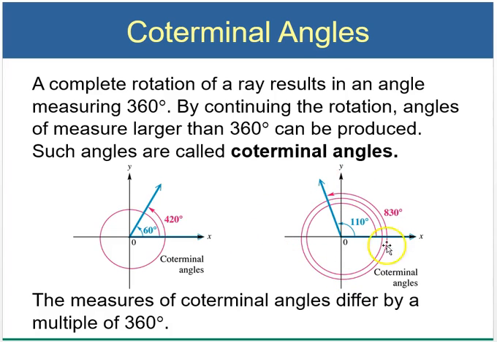Look at this other one right here. We have, see here in blue, that is a 110-degree measurement. But if we keep going further, if we go around this twice, so rotate it another 360 degrees twice, we have this degree measurement, 830 degrees. Well, these two angles are coterminal because they differ by a multiple of 360. Okay?